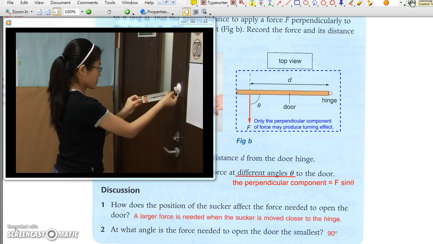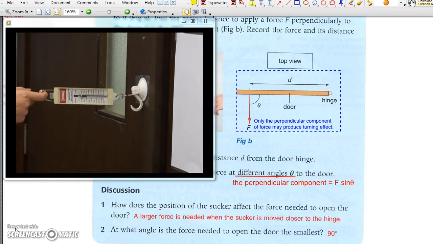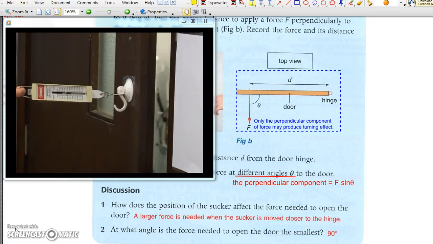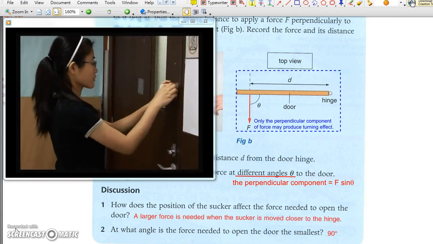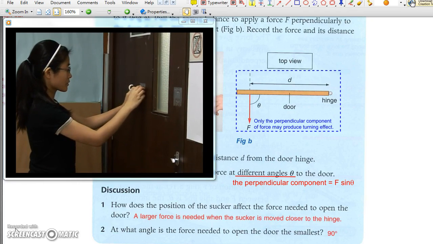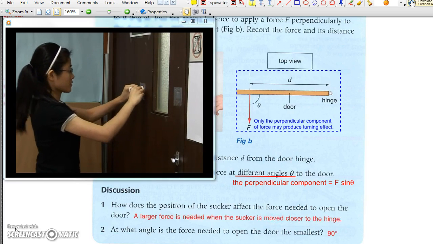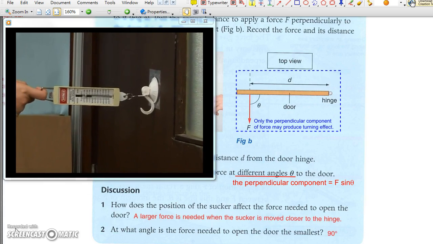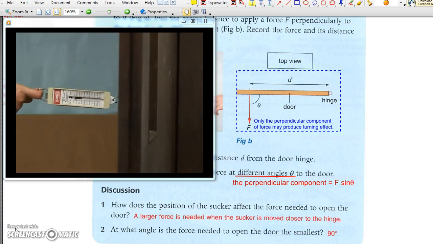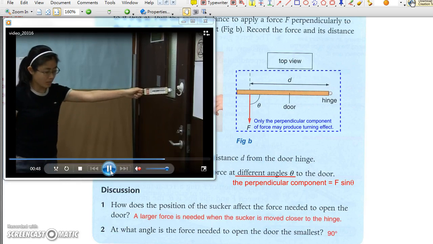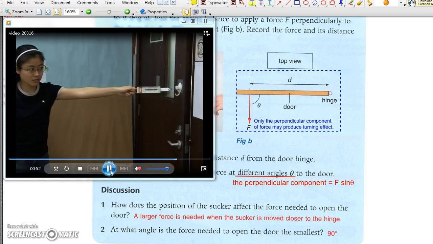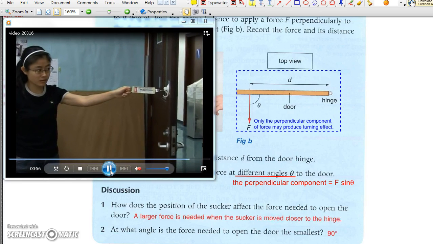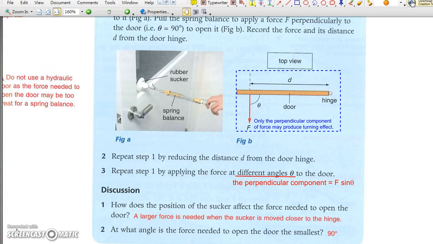At the beginning of the video, the pulling force is applied further from the hinge. The turning effect is large. Then the sucker is closer to the hinge, and a larger force is needed to open the door. Lastly, when the force is applied at an angle, the needed force is also larger. So the direction of the force is also important, because only the perpendicular component of the applied force may produce a turning effect.